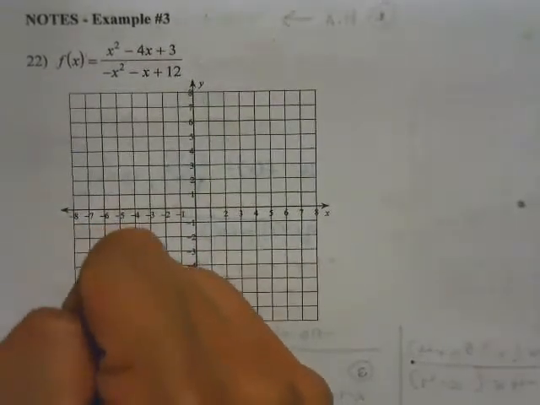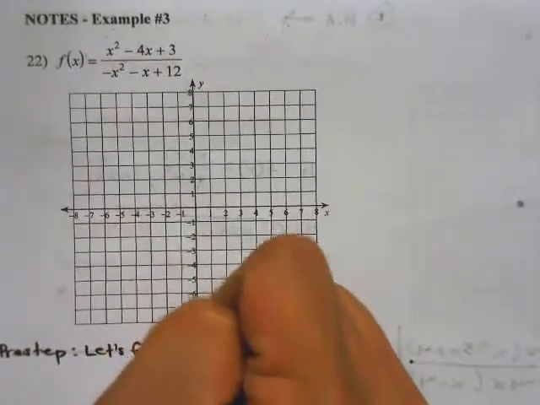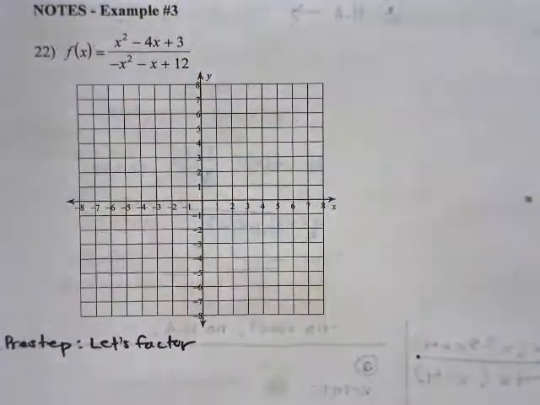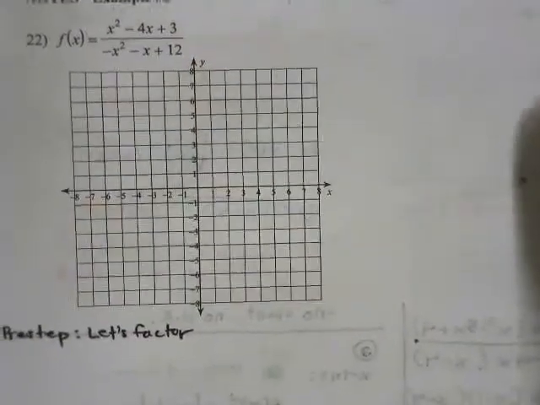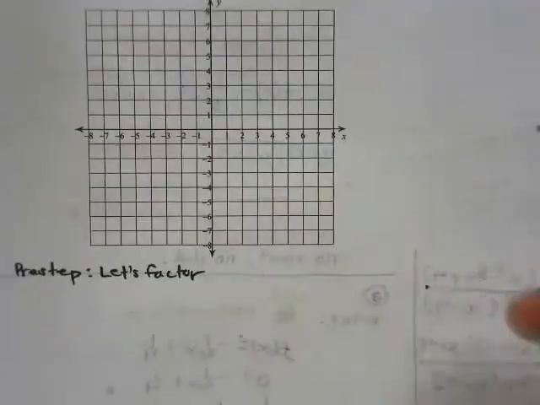The reason why, again, we're starting with our pre-step is so that we can see we have our original form, which is right over here. Then we have our factored form, which we're going to use, and then our reduced form to help us see the equation, the function of what we're actually graphing. Okay, so let's go ahead and factor this one.